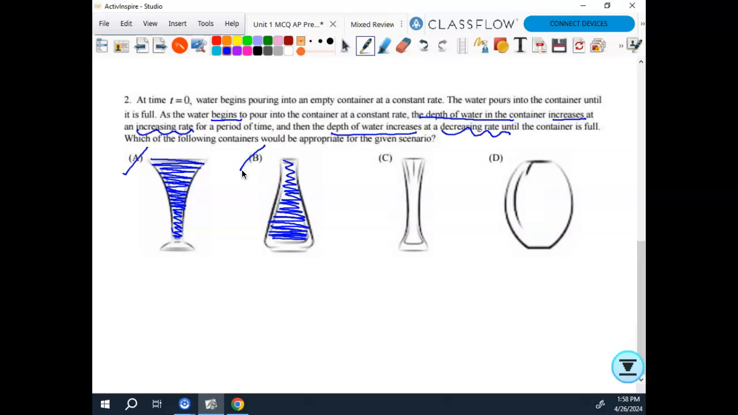C, my depth is increasing. This rate is increasing, and then the rate is decreasing. So I have an increasing rate and then a decreasing rate because there's more volume to fill in there. So I think I like C. D, the depth is increasing at a decreasing rate because I have more volume to fill in. And then it's increasing at an increasing rate because the volume is less. So these two are basically opposites of each other, but the answer is C. Okay? What questions do we have?